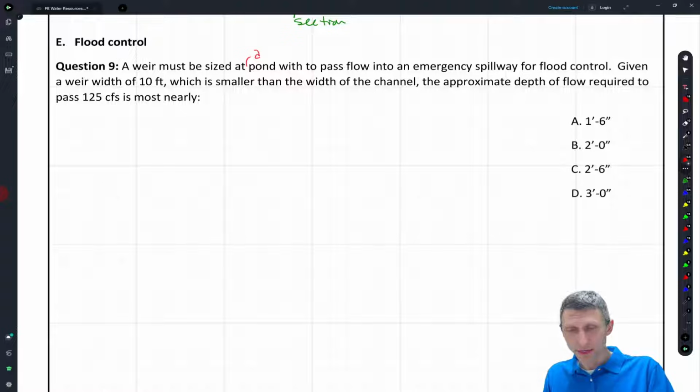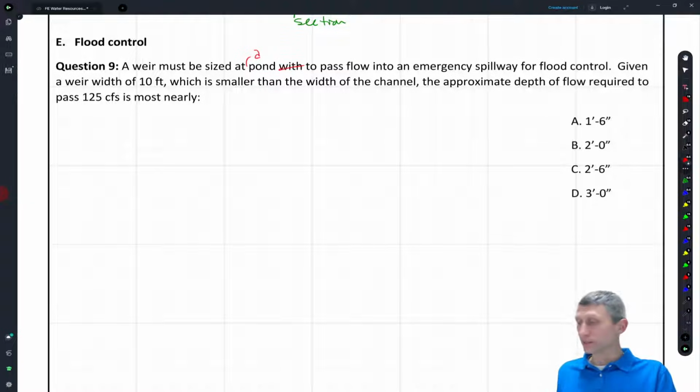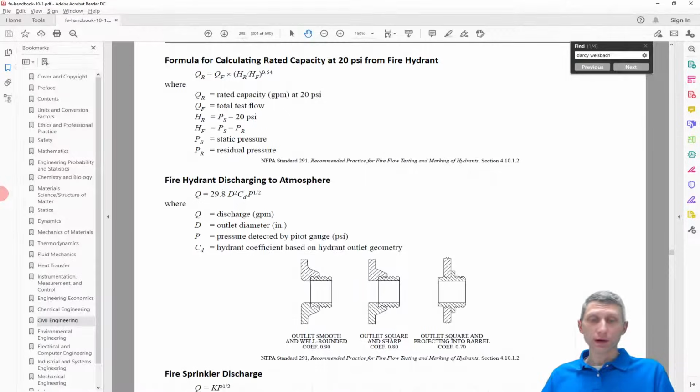A weir must be sized at a pond to pass flow into an emergency spillway for flood control. Given a weir width of 10 feet, which is smaller than the width of the channel, the approximate depth of flow required to pass 125 CFS is most nearly. So this is going to get us into a weir equation, right?